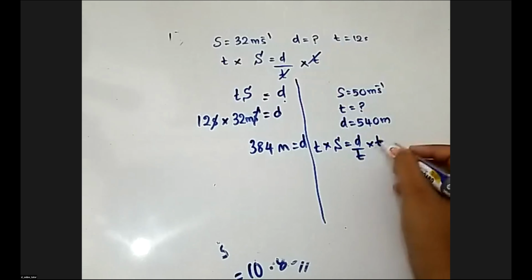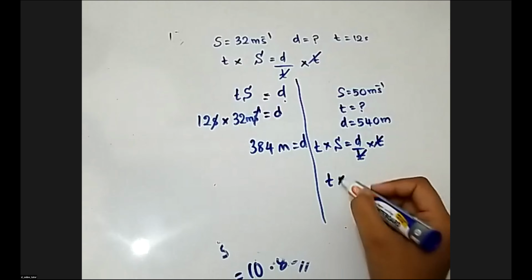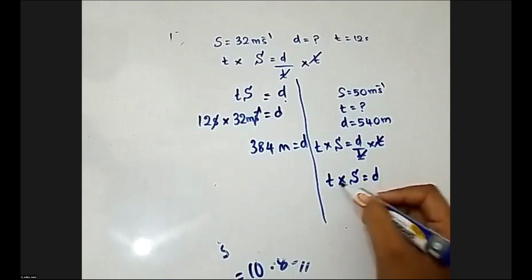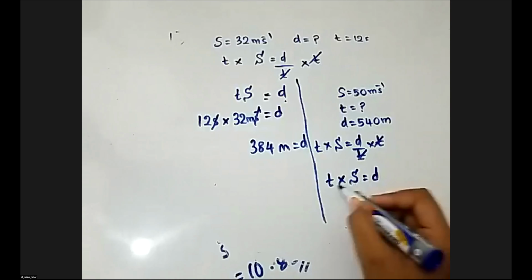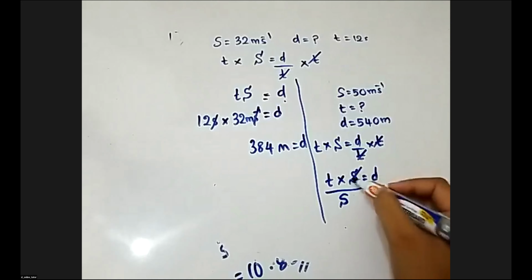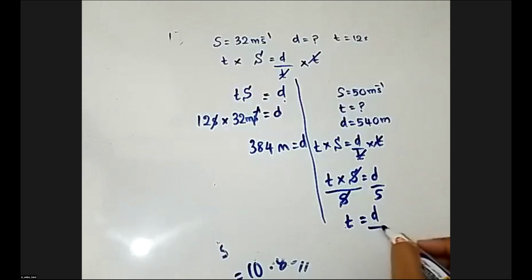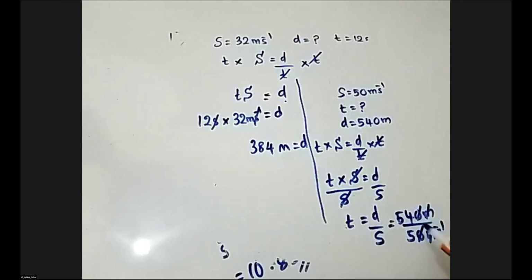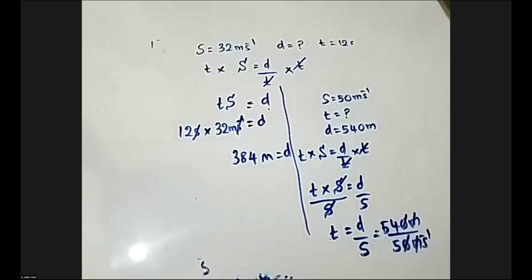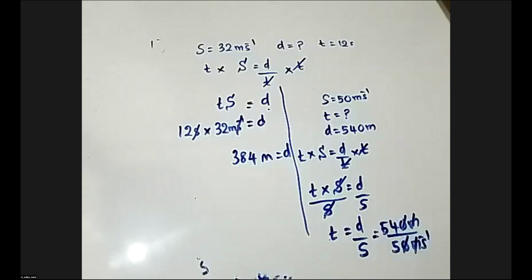Then only you can remove the T from this side. Now, T into S equals D. We need T as the subject. Now, S should be removed. This is a multiplication, so if you are removing it, it's a division. Now S and S cancel. T is equal to D over S. Distance is 540 meters. Speed is 50 meters per second. Meters cancel. 0, 0 cancel. 54 divided by 5. How much is it? 5. Yeah, correct. 54 divided by 5 comes.